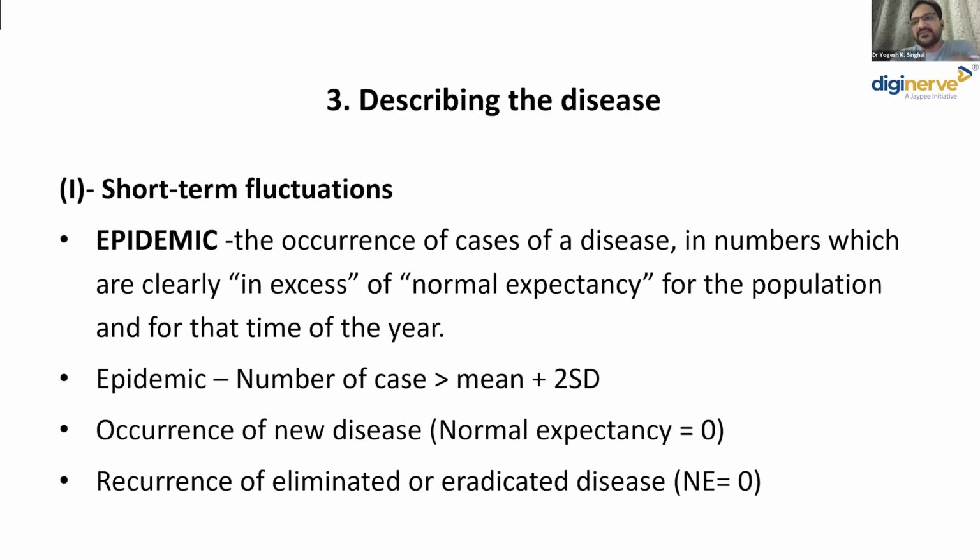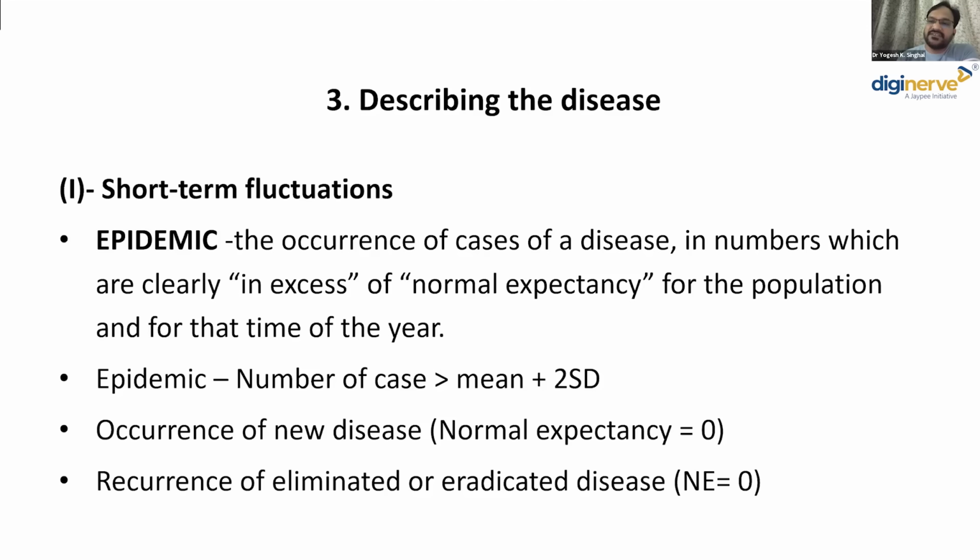If a disease which was eradicated from your country, and a single case comes to us, it will be considered an epidemic. So epidemic means the number of cases more than normal expectancy. How much more? More than +2 standard deviation. It is an important thing.